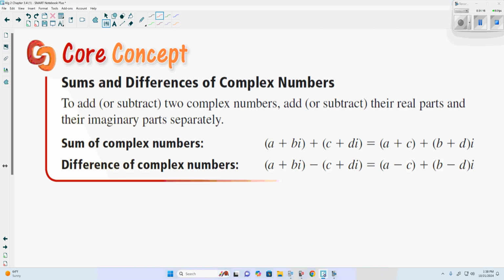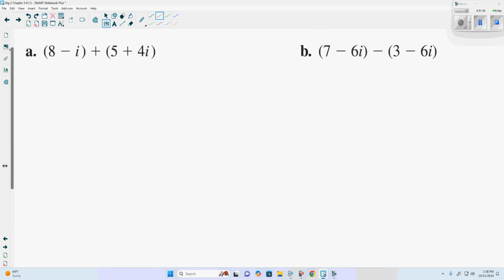Addition, subtraction. You don't have to write all that down because it'll make sense when we start doing these. They're actually kind of nice. To add or subtract two complex numbers, add the real parts together and then add the imaginary parts together, or subtract. So let's look at the first one here.